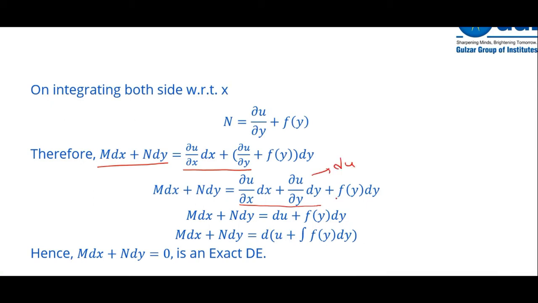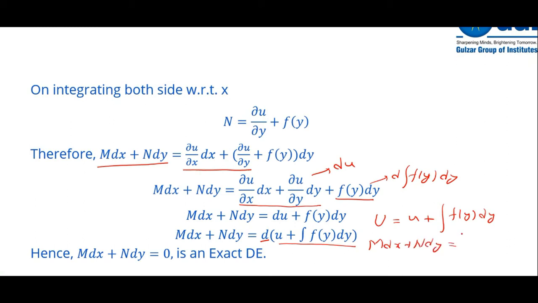this is equal to du. And this f(y) dy can be written as the derivative of the integral of f(y) dy, because derivative and integration will cancel each other. So we can take the derivative outside and we'll find that this is the derivative of u plus the integral of f(y) dy. We can take capital U as small u plus the integral of f(y) dy, and we find that m dx plus n dy is equal to the derivative of this capital U. So from here we can conclude that m dx plus n dy equal to 0 is an exact differential equation.